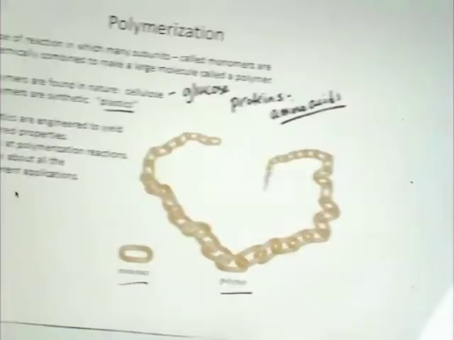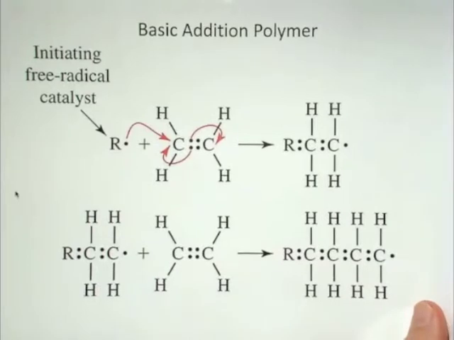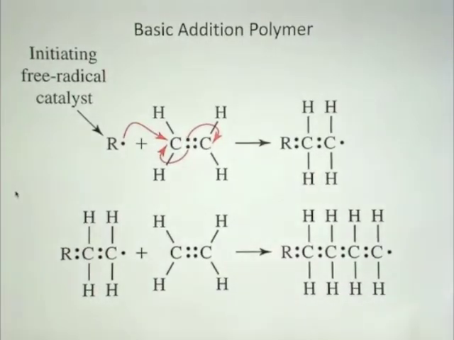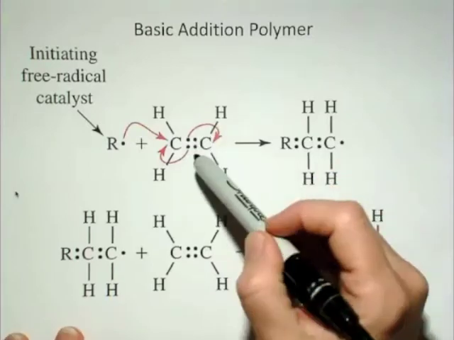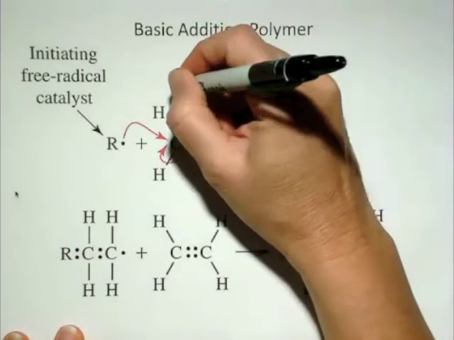So the first type of polymer we're going to look at is a basic addition polymer. You have hopefully looked at what an addition reaction is. An addition polymer is where the addition reaction happens over and over and over again to form a long polymer chain. And the way it works is, this is the most common one. This particular monomer is called ethene, or the common name for it is ethylene.